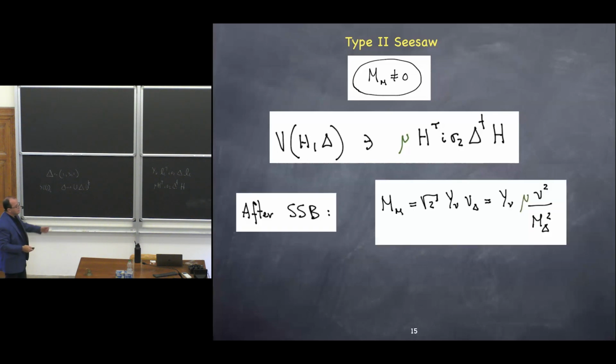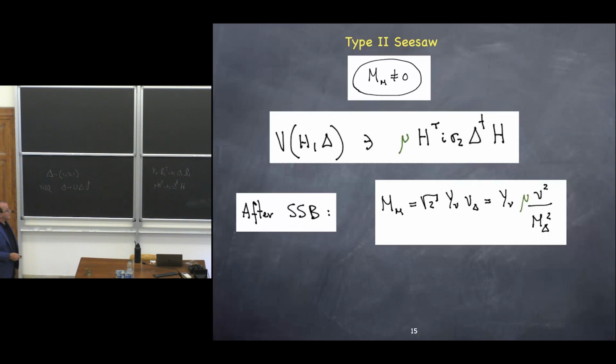Then you can give a vacuum expectation value to the neutral component of the delta field, and you will get a Majorana mass that is given by the Yukawa coupling, this mu parameter here, the vacuum expectation value of the standard model Higgs, and the mass of the new triplet.